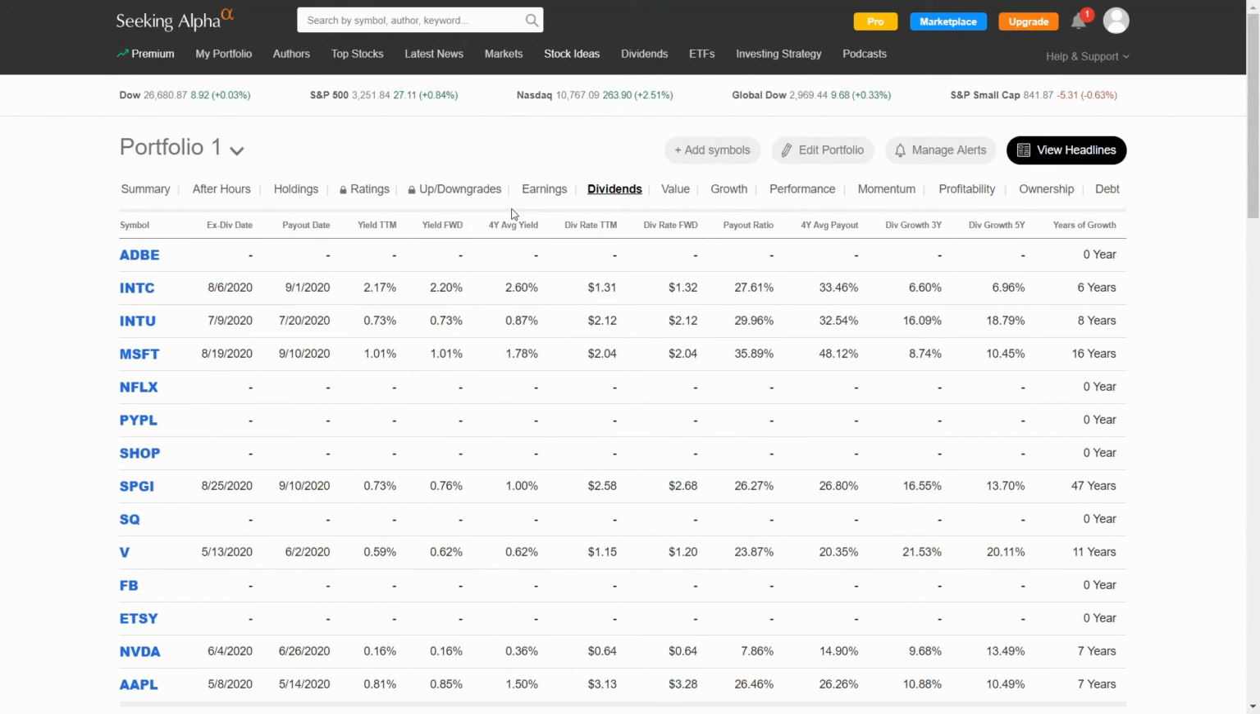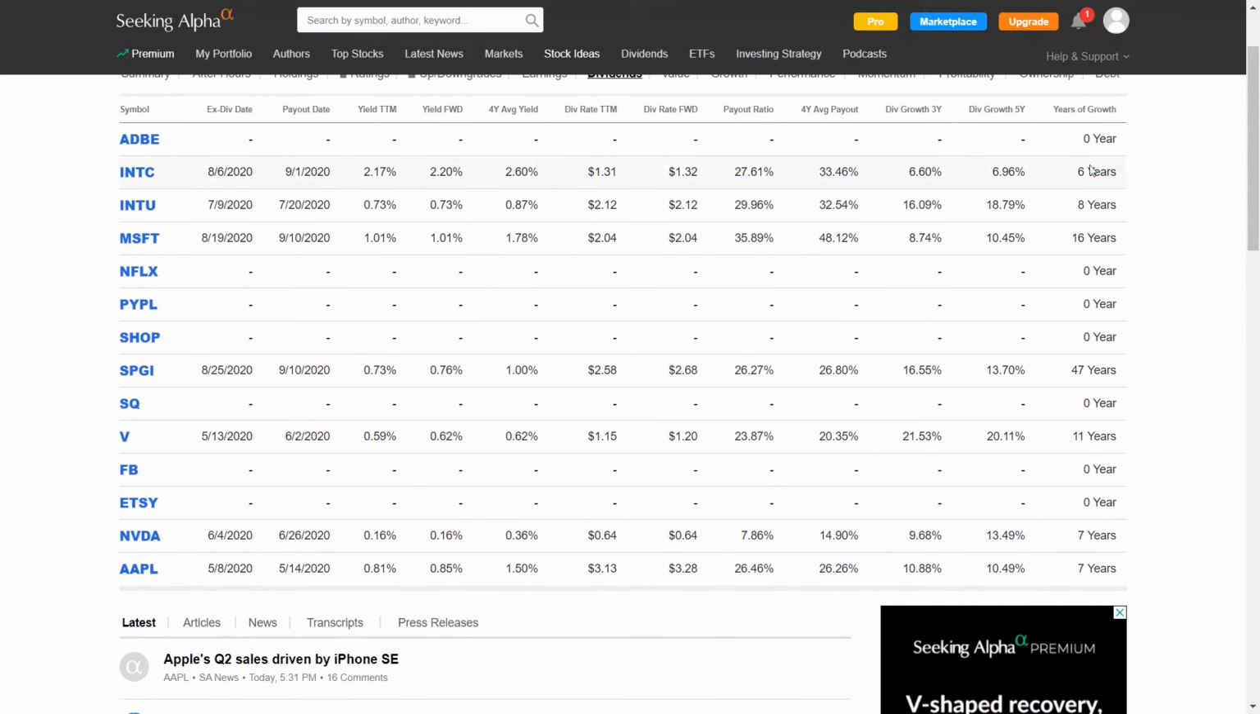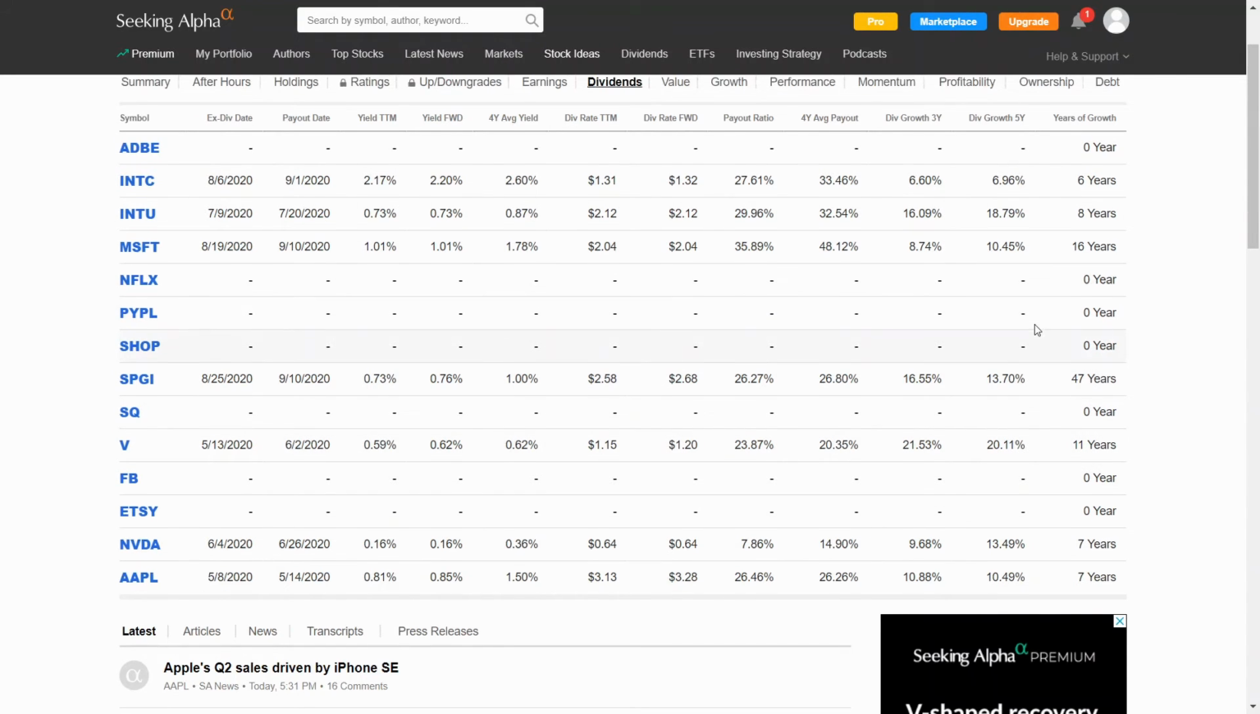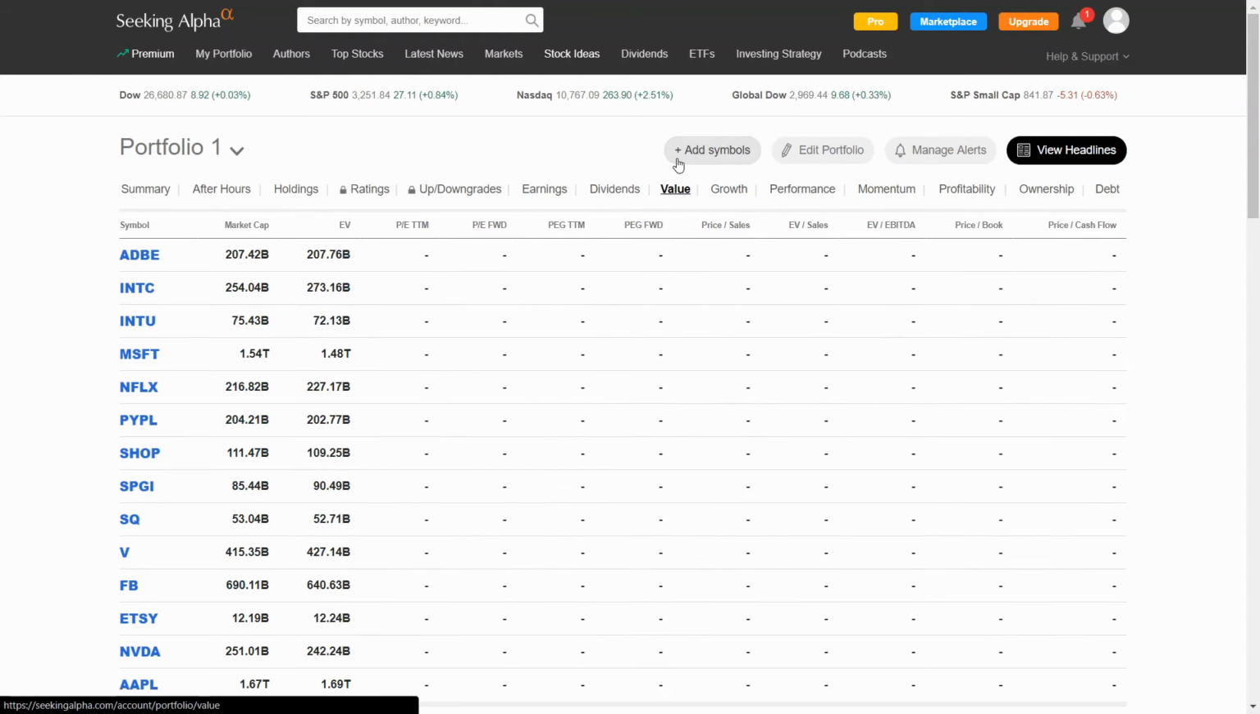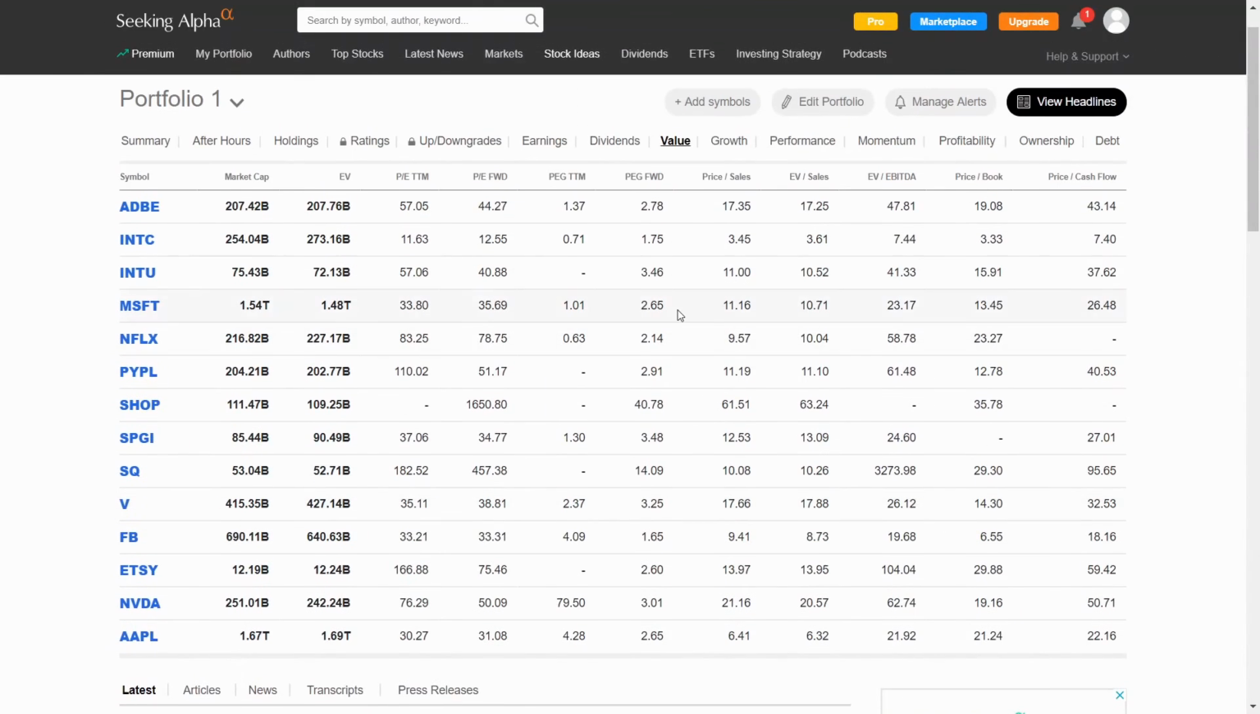So if we jump over to dividends, it'll map everything out for you. How cool is that? It will show you everything for them. What their ratio is, their payout, their yields, the ex-dividend date, and the years of growth, which I think is incredible. It'll show you how many years these dividends have been growing. Show your percentage of growth rate for 5 years and 3 years, your 4 years average payout, and that's just the dividends tab. We could jump over to value, it'll show you the value, and I could just look at all of my stocks with all of this information that you normally can't see on just your regular brokerage account, or it just wouldn't be as easy.